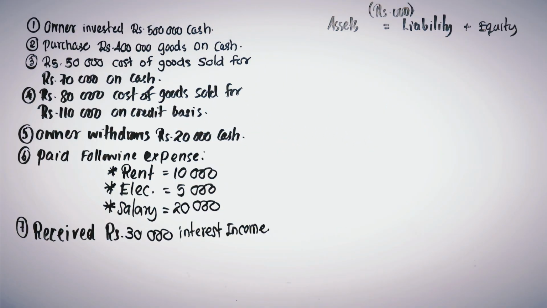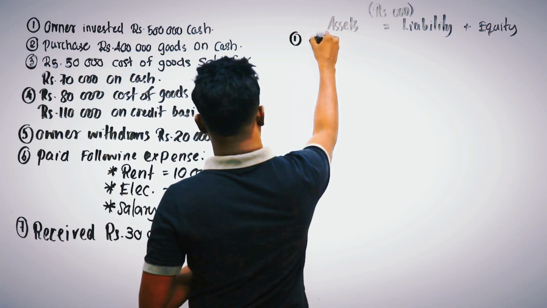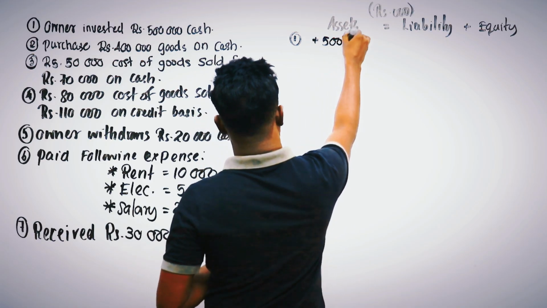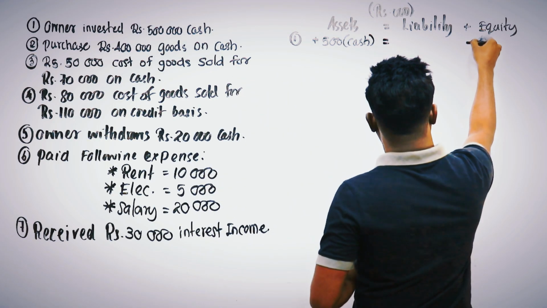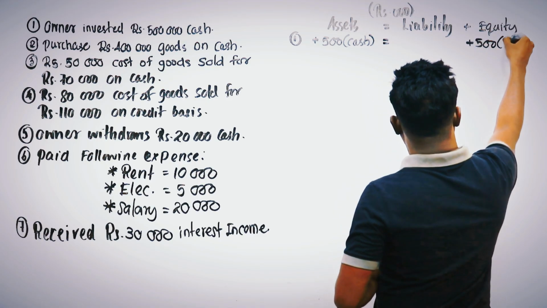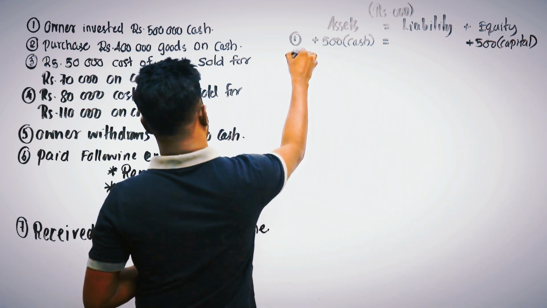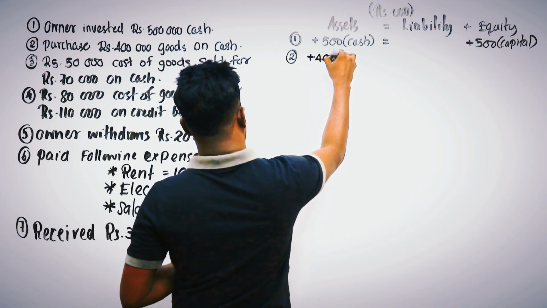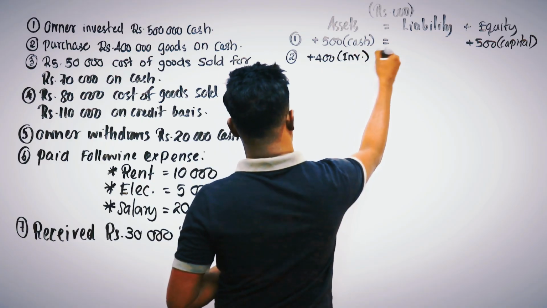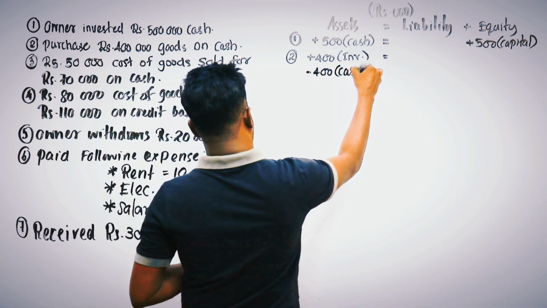Now you know. Okay, try to record the first transaction. Owner invested 500,000: cash asset increased by 500, equity increased by 500 as capital. Second transaction, purchase goods 400: inventory asset increased by 400, cash asset decreased by 400.